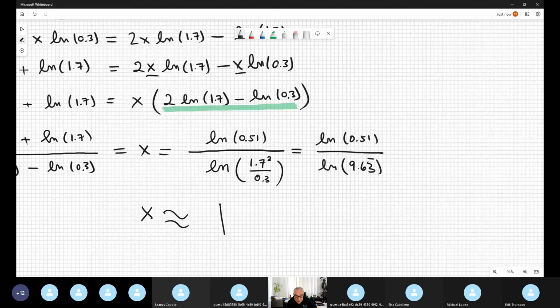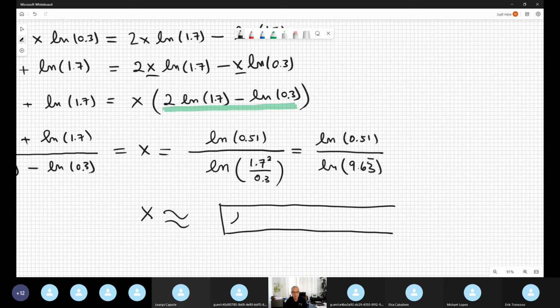So, in my display, I type it like that. Look, this is my display. I type in ln, and automatically the calculator puts the first parenthesis. You put 0.51. Close the parenthesis because I'm ending the top part. Division by another logarithm. And you put 1.7 squared, so power 2, divided by 0.3. And close the parenthesis and press enter. Yes or no?